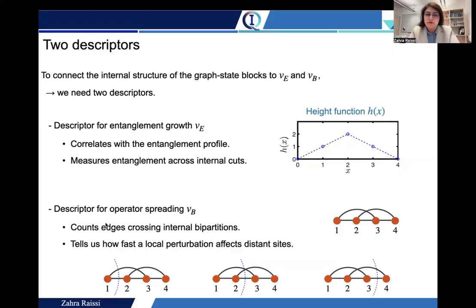The second descriptor is tied to the operator spreading, which counts edges crossing the internal bipartition. For the given graph state, we check how many edges are connecting the first qubit with the rest of the graph state, the first 2 qubits with the rest of the qubits of the graph state, and so forth and so on. And this tells us how fast a local perturbation affects distant sites.